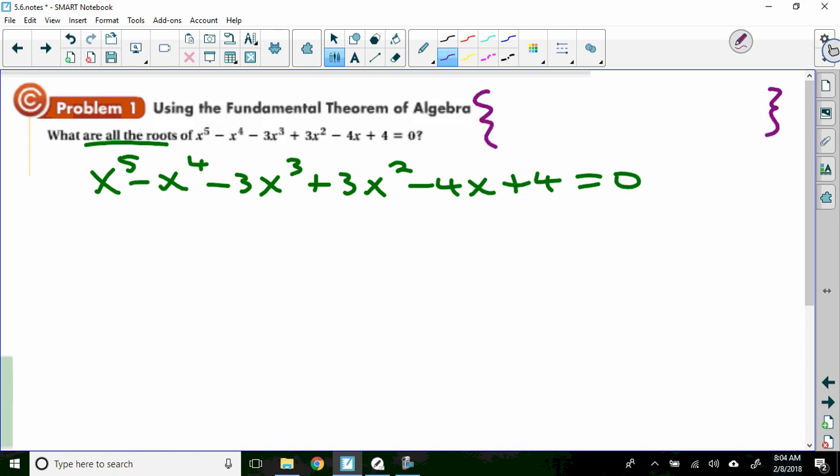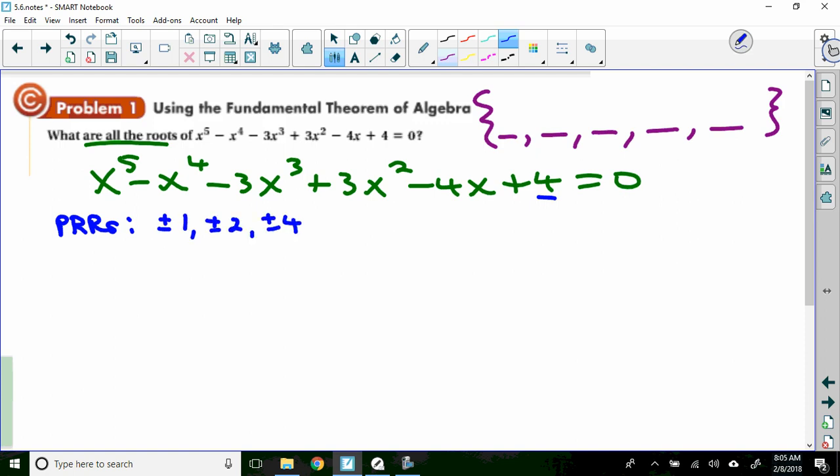Again, on a test or a quiz question, if you just do this, I'll give you 2 points for doing that. That's a good start, right? So, just like we learned last section, we're going to list our possible rational roots by looking at the lone number. The lone number there's 4. Factors of 4, of course, are 1, 2, and 4. So we have plus or minus 1, plus or minus 2, and plus or minus 4 that we're going to try to divide by.